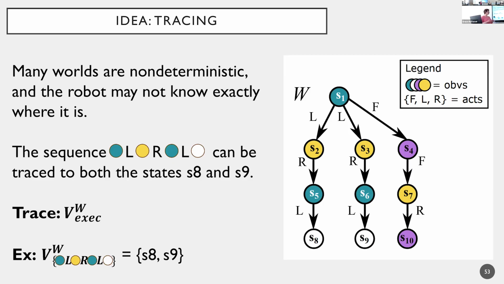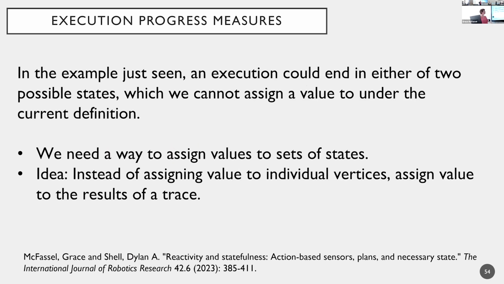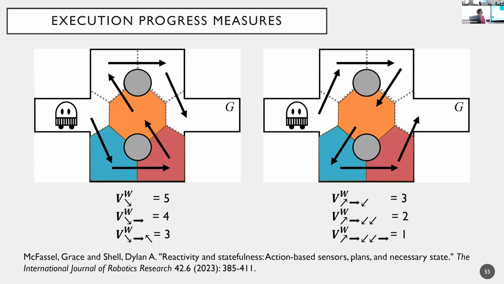And what's important here is just understanding that we can make this relation precise. So we can take these history strings of observations we've seen and the actions we took in response, and we can define exactly where we are in the world after doing so. And we call this a trace. So in the example we just saw, executions could end in either of two states, which we can't assign a value to under our current definition of a progress measure. So what if we just assign values to sets of states? What if we use these traces and their outcomes and we put a function on that? So that's what we did.